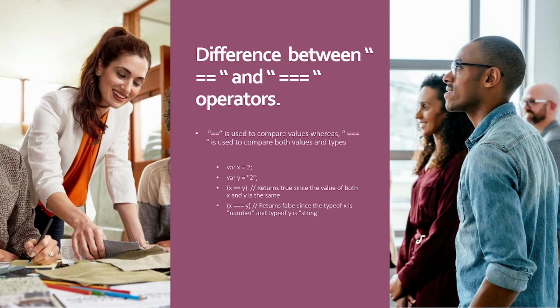But in the next example where we are using three equals signs, in this case, it is going to check for the data types. And if we can see, the X variable is having number data type and the second one, Y variable, is having string data type. So it is going to return false.